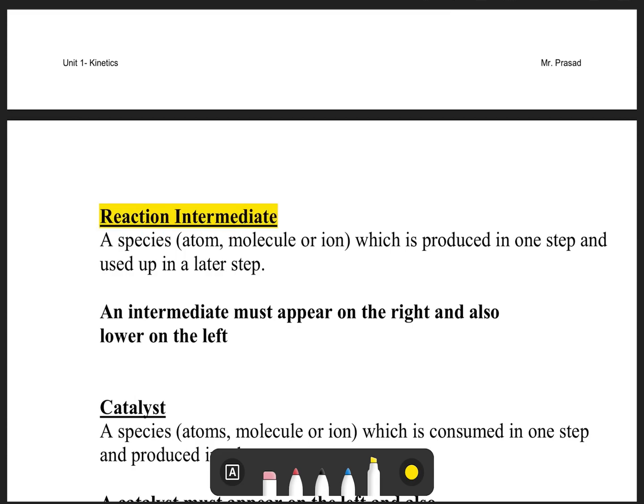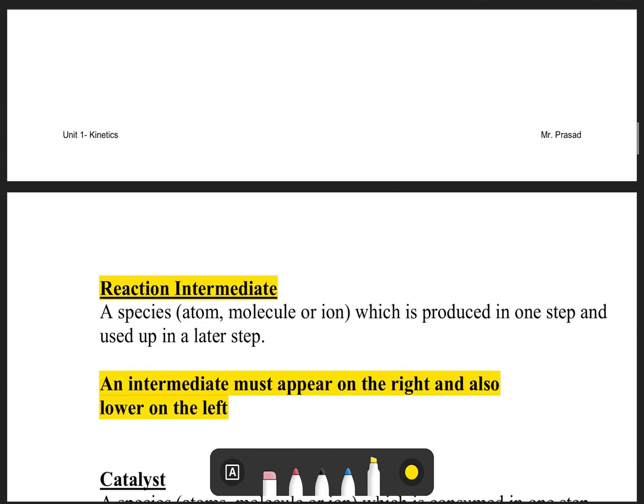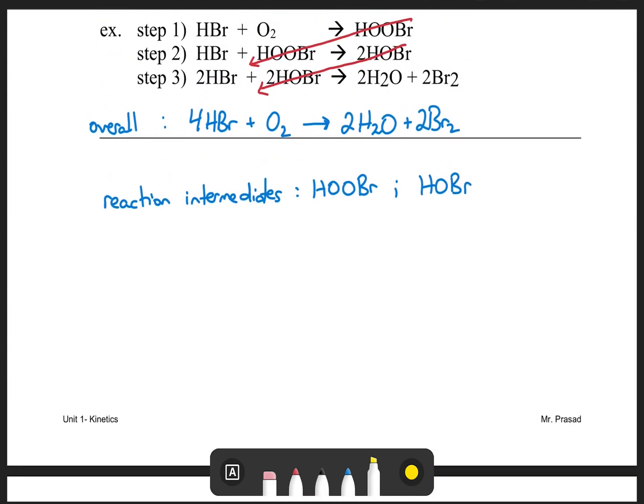A reaction intermediate is a species, which could be an atom, a molecule, or an ion, which is produced in one step and used up in a later step. An intermediate must appear on the right and lower on the left. So when I cross off an intermediate, I'm crossing it off going from right to left, and that's how I showed my arrow here. I'm crossing my intermediate with an arrow going from right to left, and that's how I know it's an intermediate.